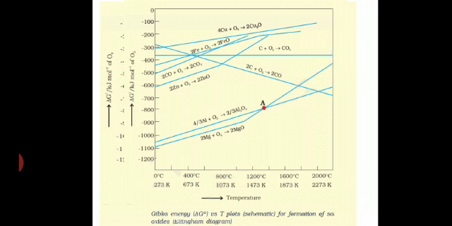Thus Al2O3 cannot be reduced by chromium. You can see in the diagram that Al2O3 cannot be reduced by chromium. Alright, why is it so?